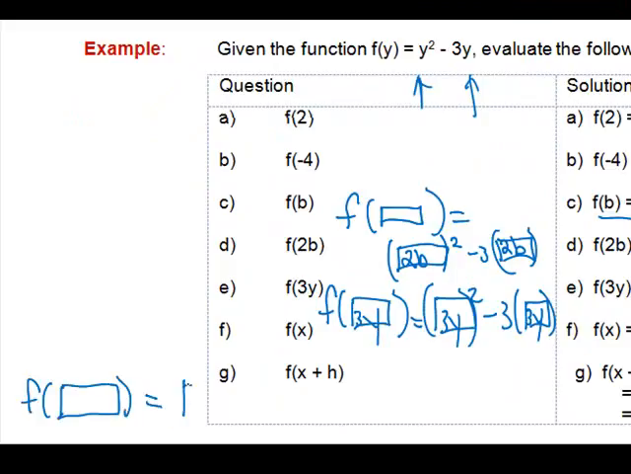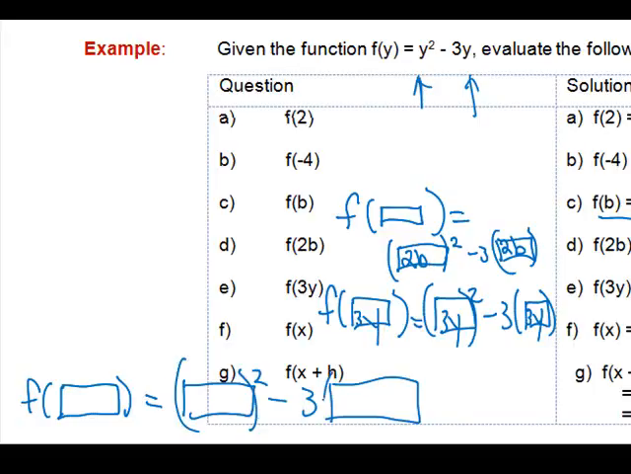equals box squared minus 3 times box. And again, instead of boxes, I'll do parentheses. And now, instead of box, I have x plus h. So I'm going to have f at the quantity x plus h is the quantity x plus h squared minus 3 times the quantity x plus h.